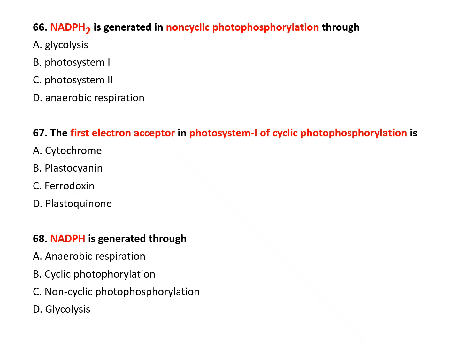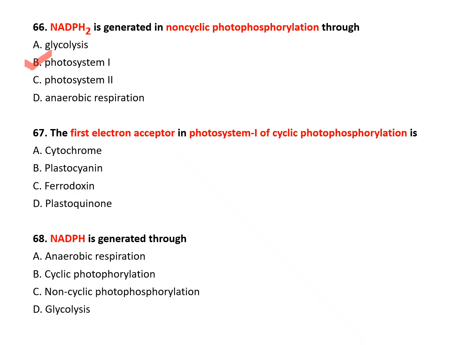The next question, number 66. NADPH2 is generated in non-cyclic photophosphorylation through option A, glycolysis, option B, photosystem 1, option C, photosystem 2, option D, anaerobic respiration. The correct answer is option B, photosystem 1.